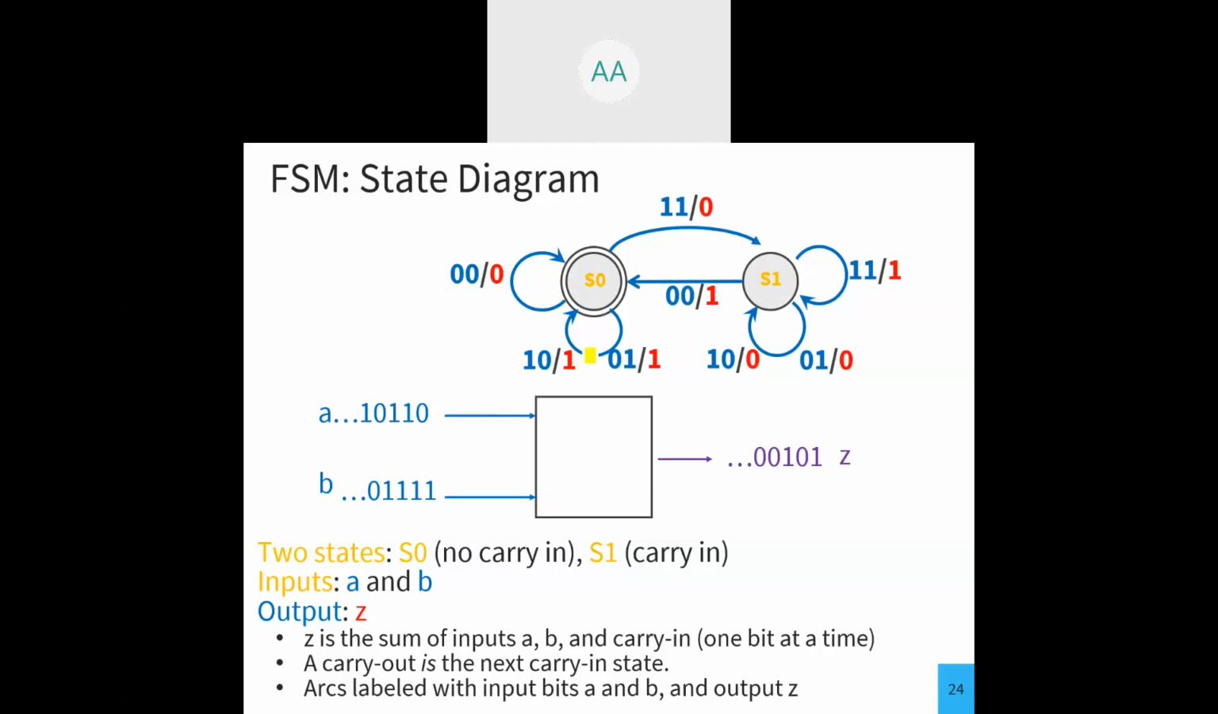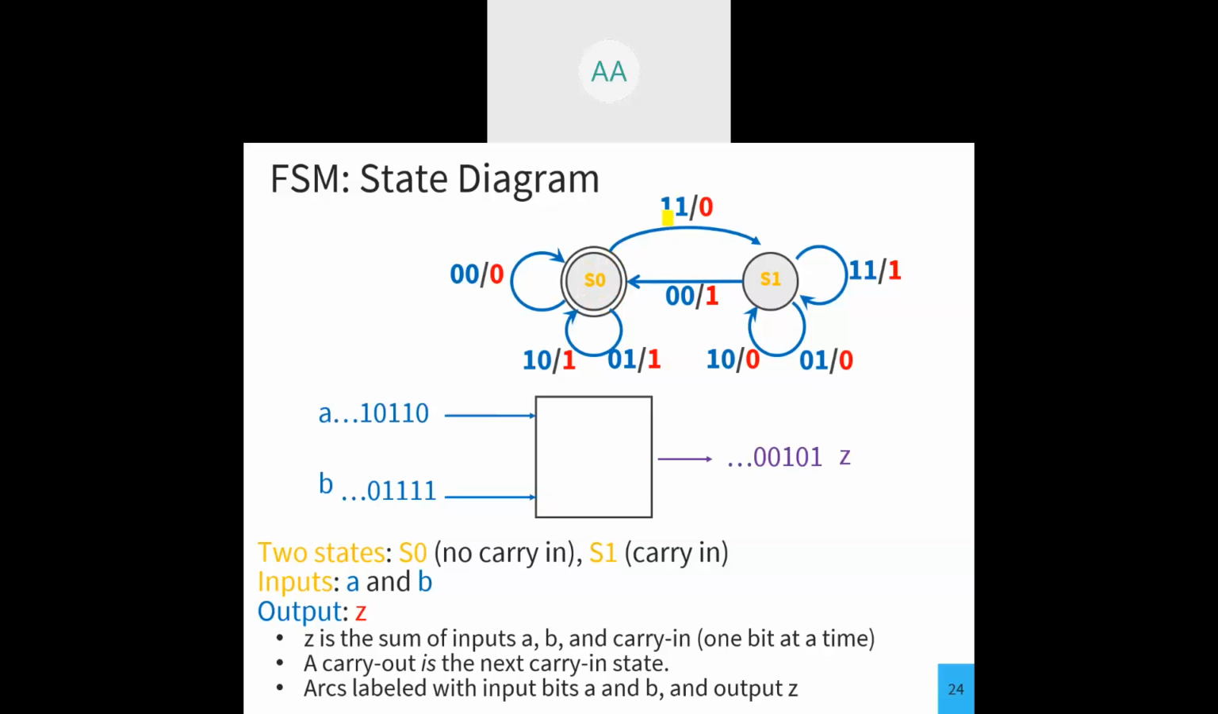If the input stream is 0 0, then what would be the output? Output will be 0, right? And it has no carry. So S0 is for carry 0 and S1 is carry 1. Okay. So if we have 1 0, if we add 1 and 0, we get output 1, but no carry, so we are staying here at S0. Again, if we have 0 1, the output Z will be 1 with no carry, so we are staying at state S0.